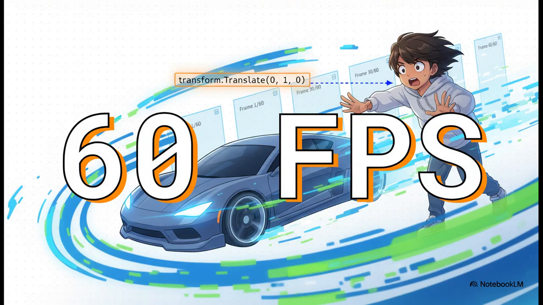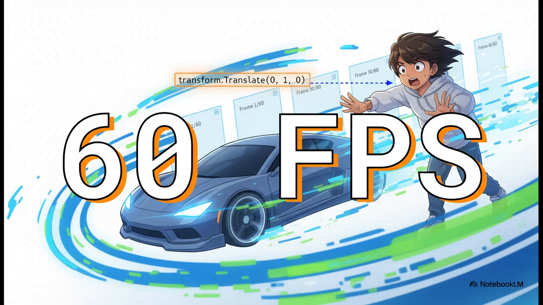Now let's connect the dots. A pretty standard computer running a simple game like this is probably hitting at least 60 frames per second, or 60 FPS. That means the screen is redrawing 60 times every single second. And that means our update method is running 60 times every second. So that line of code we wrote, Transform.Translate 0, 1, 0, was being executed 60 times a second.